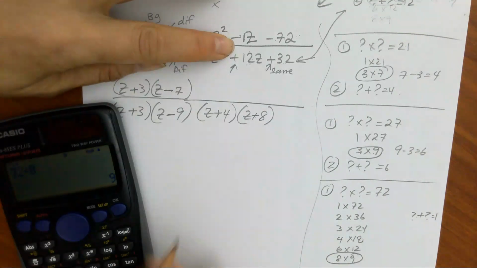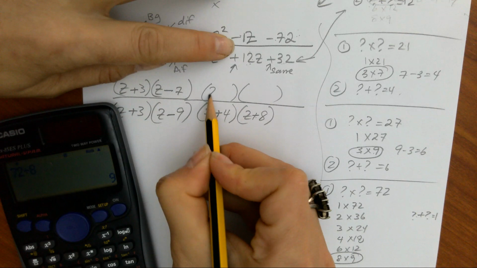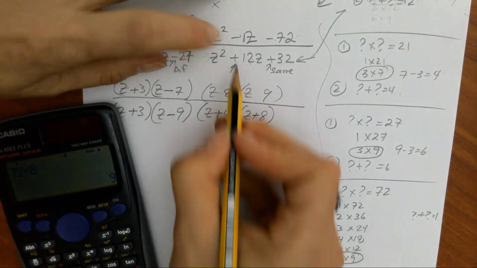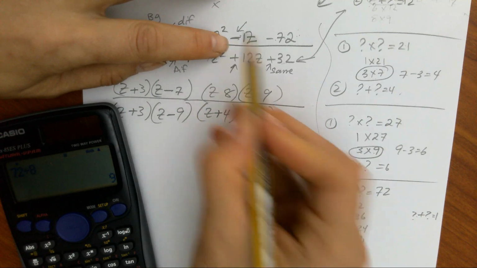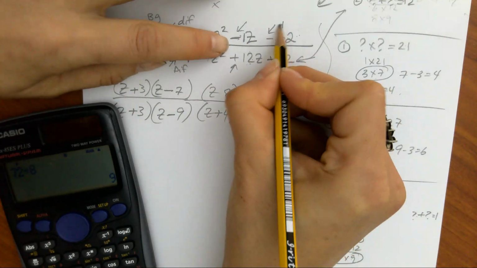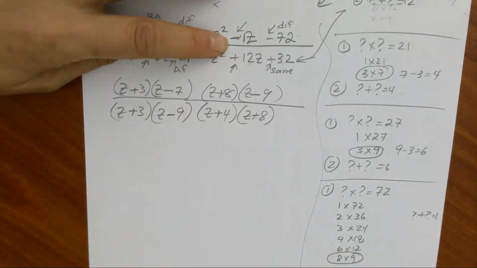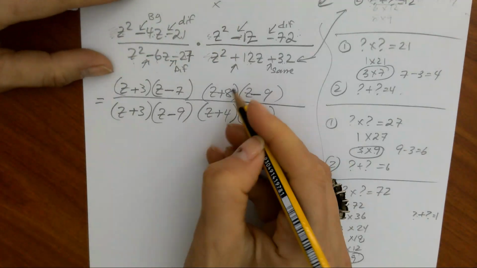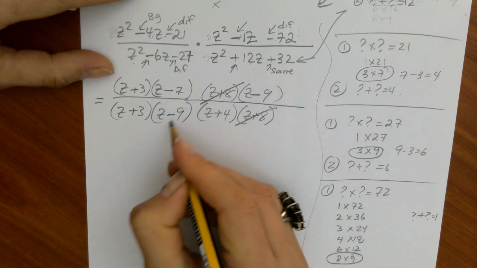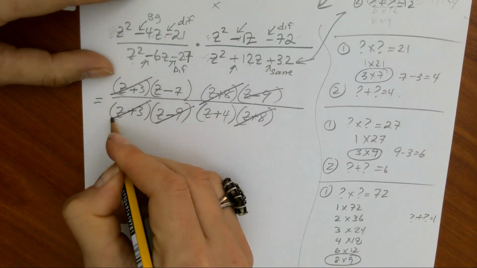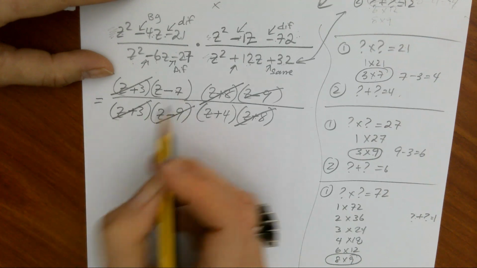So now, 8 and 9. This says the biggest one gets this. This one says they're different. So if that's minus, that's going to be plus. Oh my gosh. Okay, now we find same over same. 9 and 9. 3 and 3. And that's all that's left.